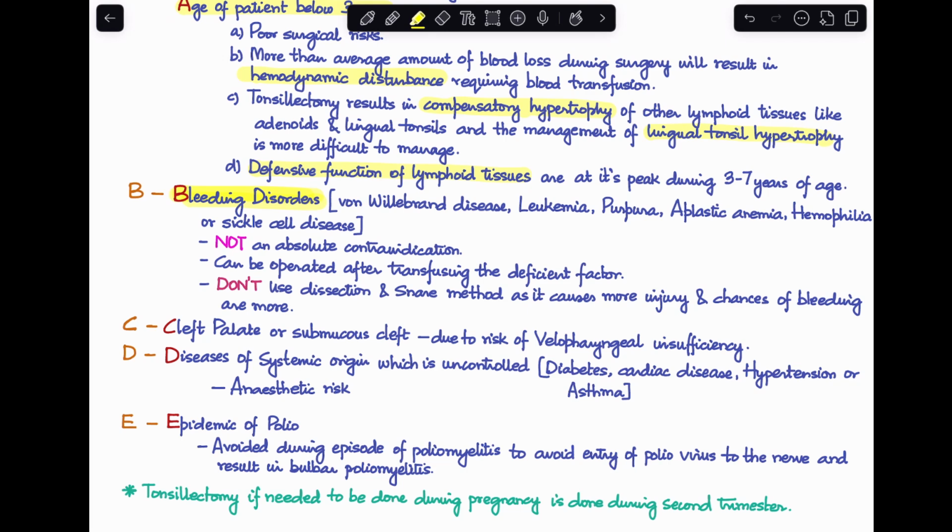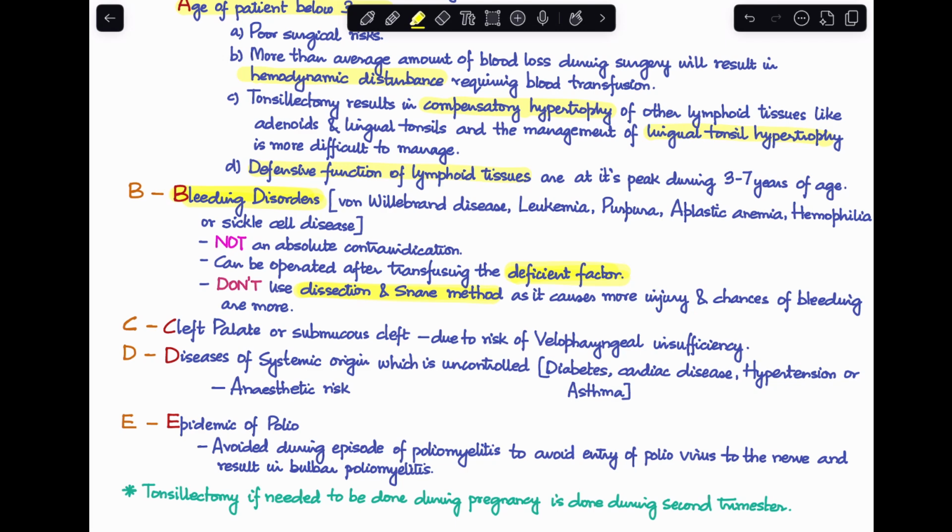So, whatever deficient factor is present, we usually transfuse in the patient and then we can perform the surgery in the patient. One important thing to remember here is if we do perform tonsillectomy in a case of a bleeding disorder, it is preferable not to use the dissection and snare method, which is the most common method usually used, because this method can end up causing more injury and chances of bleeding will be more. So you try to choose a method which has less chances of bleeding happening.